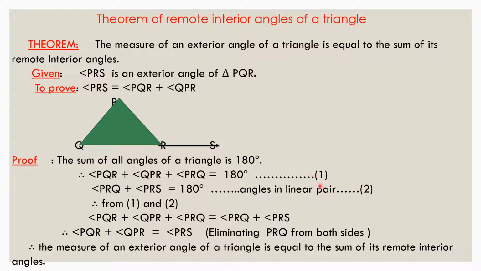From equations 1 and 2, angle PQR plus angle QPR plus angle PRQ is equal to angle PRQ plus angle PRS, and eliminating angle PRQ from both sides. Therefore, angle PQR plus angle QPR is equal to angle PRS. And then the measure of an exterior angle of a triangle is equal to the sum of its remote interior angles.